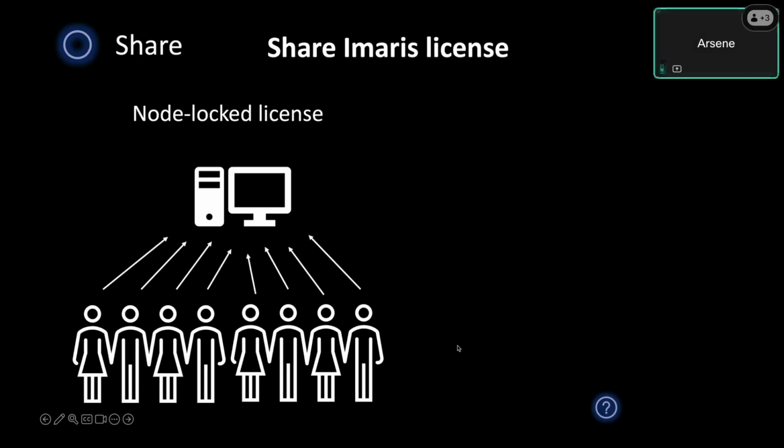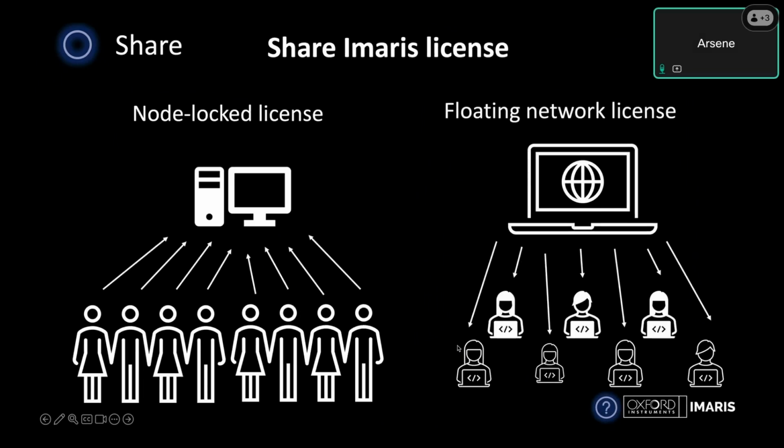And finally, sharing can also mean sharing the IMARIS licenses. We have two different ways of IMARIS licensing. One is the node lock license, where the license is tied to a specific PC, so it can only be used on a single specific computer. Another licensing mechanism is called the floating network license, where we can use a computer as a host, and other remote PCs can acquire the license from the host via internet and use IMARIS on their own remote computers.